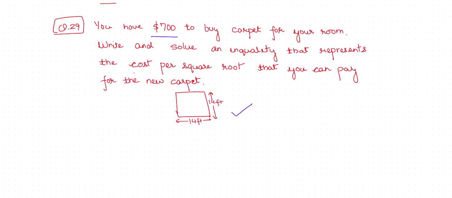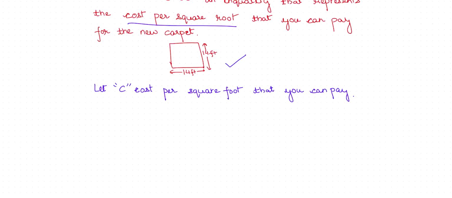What should be the cost per square foot so you can pay for the new carpet, provided that you have a total of $700, so the cost must be less than that, and the dimensions of the room are 14 by 14. So what cost per square foot are you able to pay under the conditions where you have $700 with you and the dimensions of the room are 14 by 14. So let's see, it is the cost per square foot that you can pay.